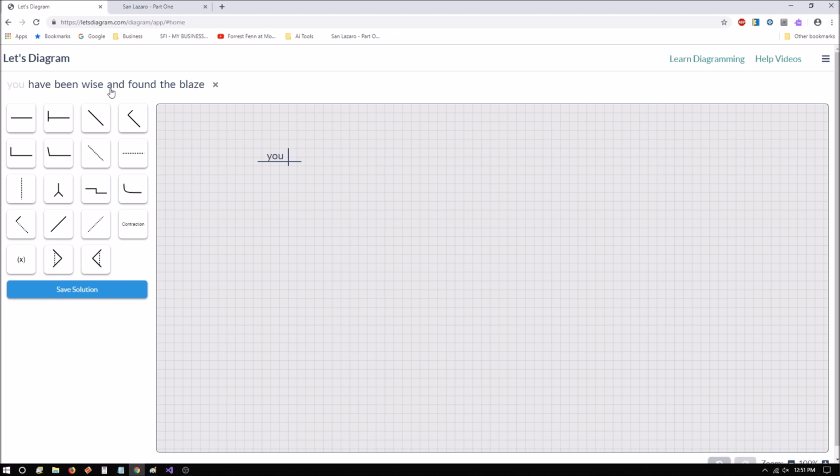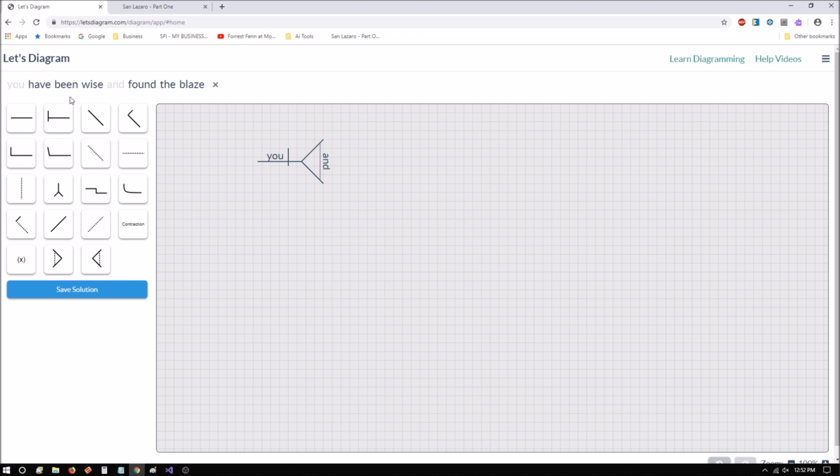So I'm going to do it slightly different here. Okay, so we have the same construct that I had before, except this time I'm not going to put the word have down there. Okay, so have was created because he says you apostrophe be, which is a contraction of the word you have. So this conjunction and is tying the two phrases together. Been, have been wise and found the blaze.